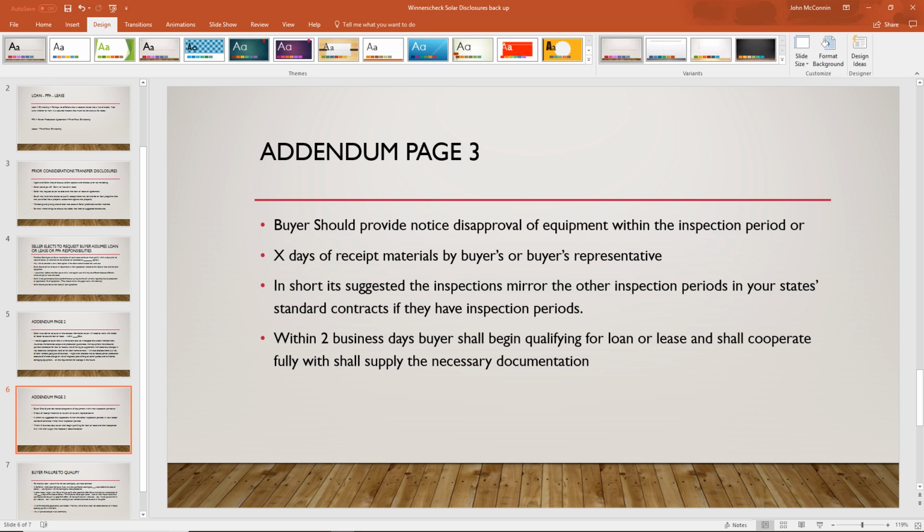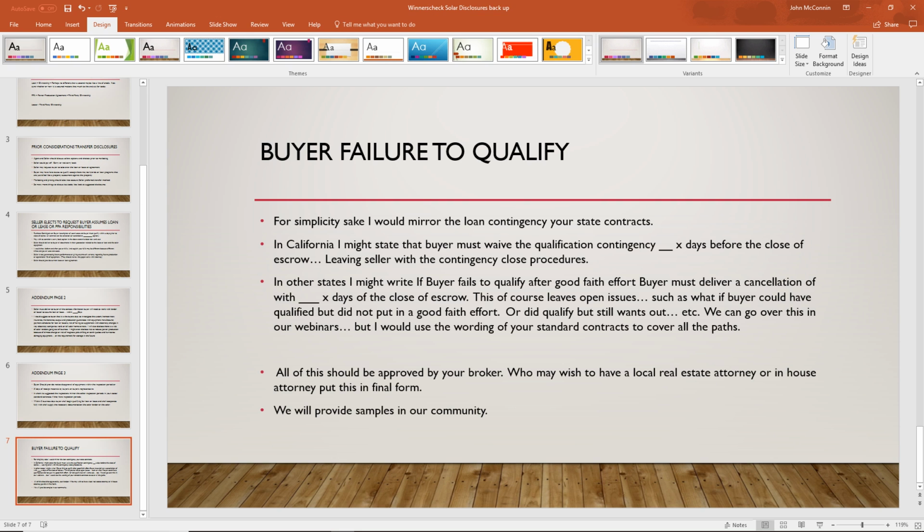Now, you might also want to say within 2 business days, buyers shall begin qualifying for the loan or lease and shall cooperate fully and shall supply the necessary documentation to the lender or the solar lender, or the third-party solar owner, which would be the PPA, the power production agreement provider, or the person providing the equipment on a lease, so the lessor. So you'll really want the buyer to get moving there, and you probably want to put some duties on them. So I would sort of continue.